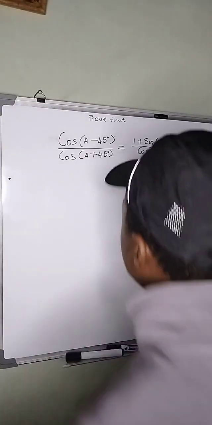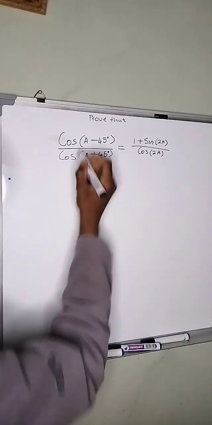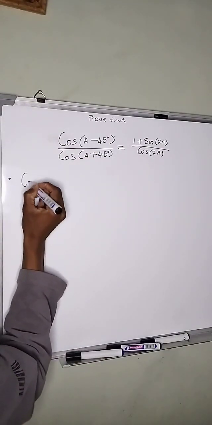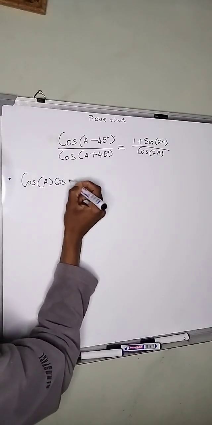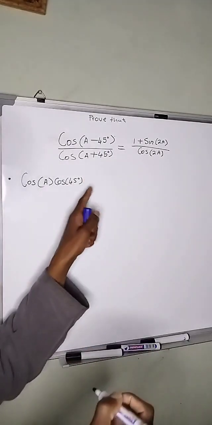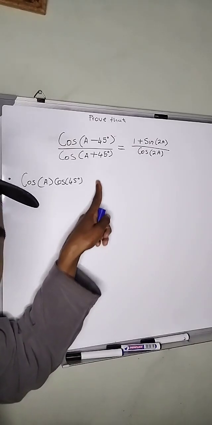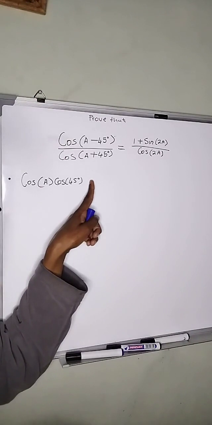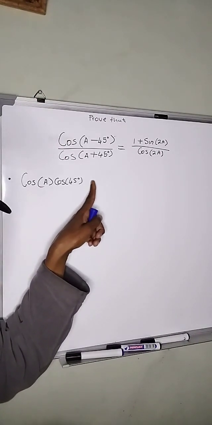Redo it. So let's expand this one. I'm going to have cos A cos 45 degrees. Guys, it's going to be a plus or minus. I want to see that you are listening. Is it going to be a plus or minus here?